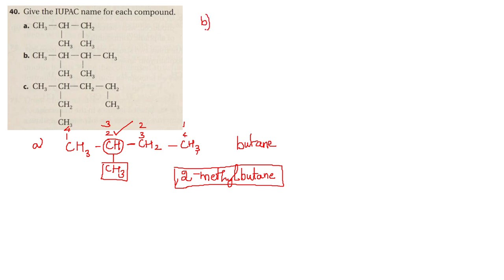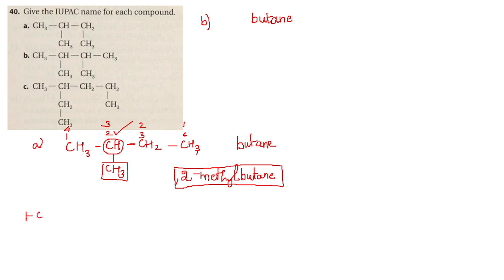B. Now identify the longest chain. How many carbon atoms long? It's 4. Dia, what is your answer? 4. So what is the parent alkane name with 4 carbon atoms? Butane. You should not have doubt in that. So maybe I'll write it down.